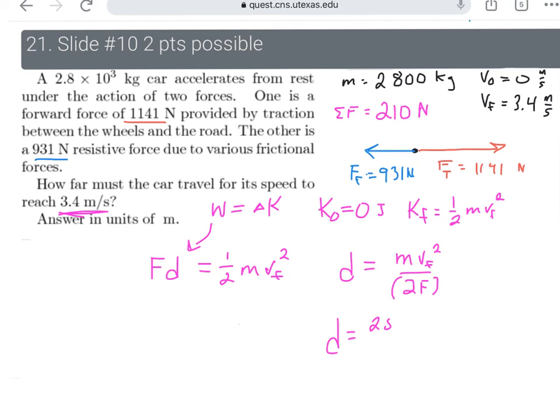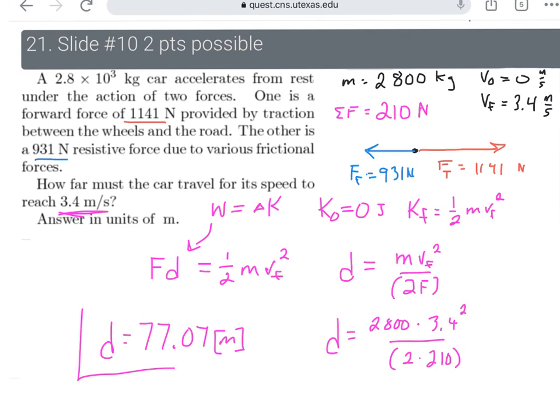So let's plug in my numbers and see what my answer comes out to. So 2,800 multiplied by 3.4 squared, and then divided by parentheses 2 times my net force being 210. So the answer I get for my displacement is going to come out to 77.07 meters. And that'll be my final answer.